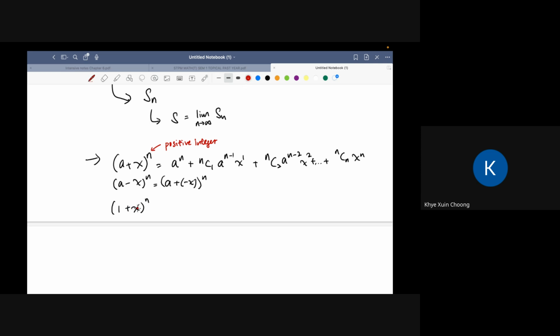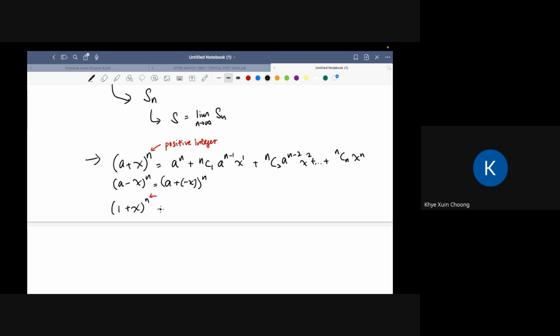So if inside is 1 plus something, this n can be any real number. It can be a fraction, an integer, and it can be a positive integer also. Positive integers can also apply here. It is a bigger formula, but it only applies to 1 plus something type of questions.